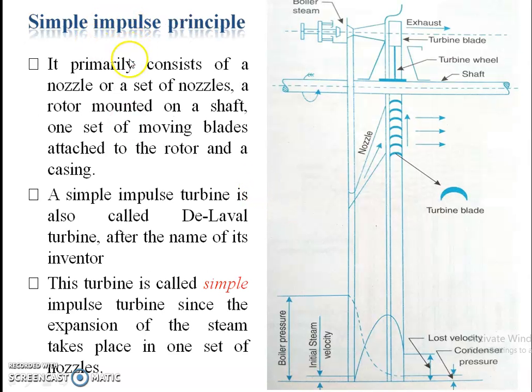A simple impulse turbine primarily consists of a nozzle or a set of nozzles, a rotor mounted on a shaft, one set of moving blades attached to the rotor, and a casing. A simple impulse turbine is also called the De Laval turbine after the name of its inventor. This turbine is called a simple impulse turbine since the expansion of the steam takes place in one set of nozzles. So previously I have discussed the De Laval turbine.